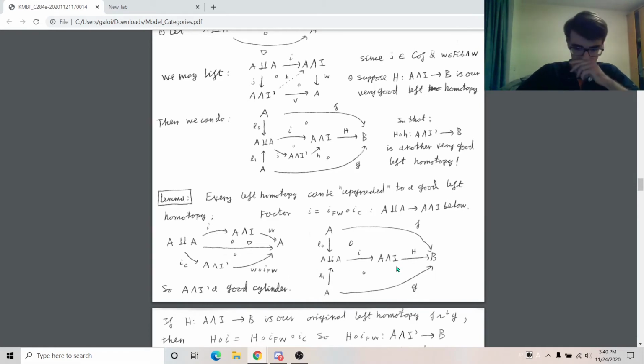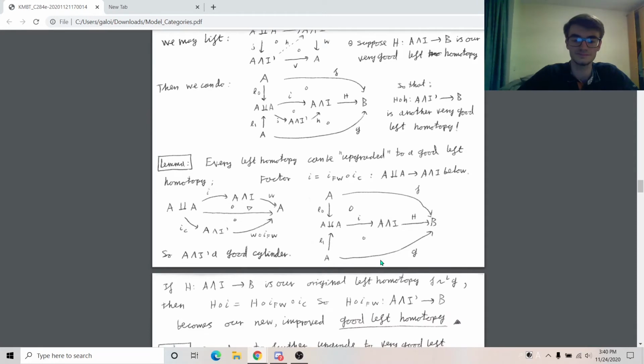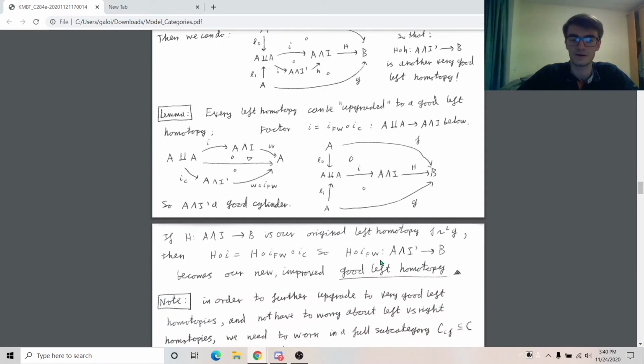Now let's say you have a homotopy between F and G involving just the cylinder. Then you can factor I as IC followed by IFW, which I didn't draw in this diagram, but I wrote down here. And then H composed with IFW is now a homotopy between F and G using the good cylinder. And it's a good left homotopy. Now sadly we cannot upgrade the good left homotopies to very good left homotopies.